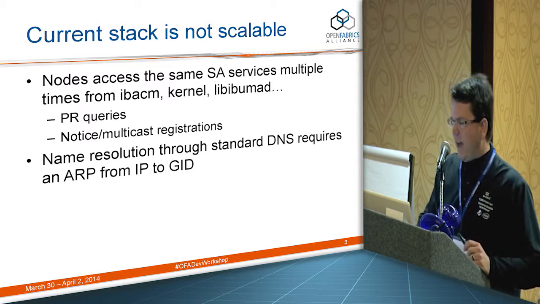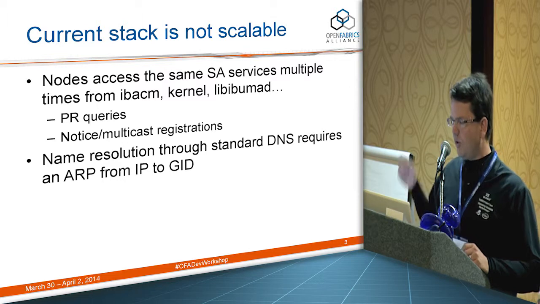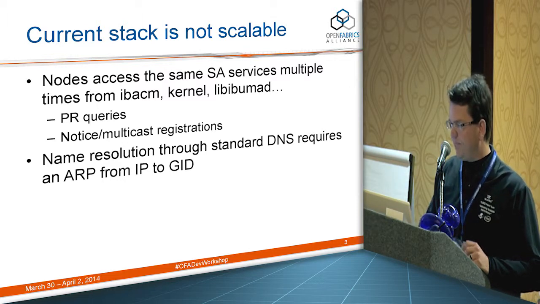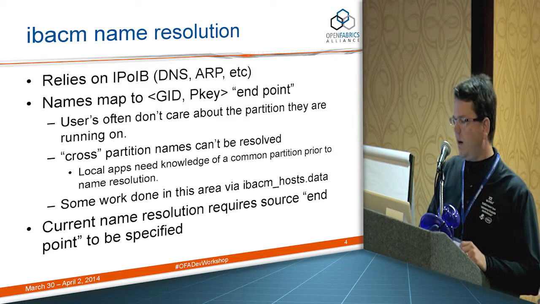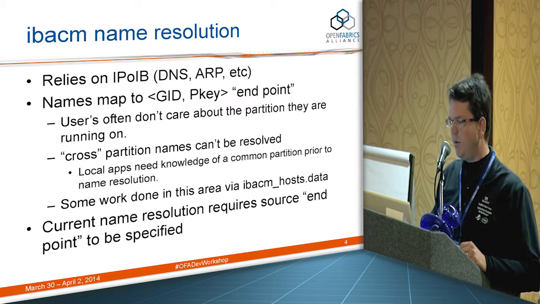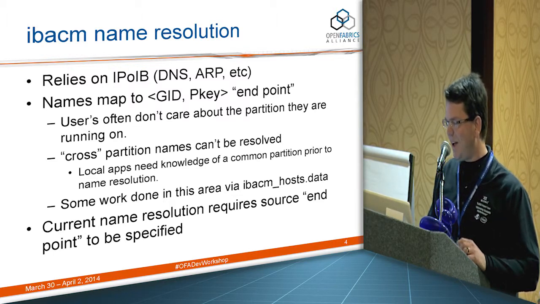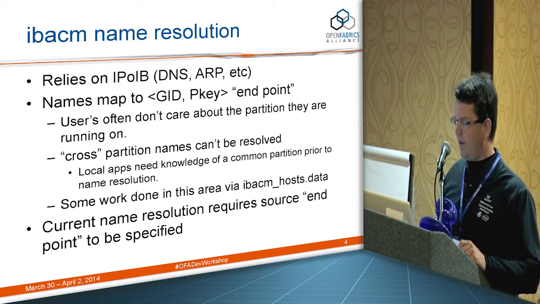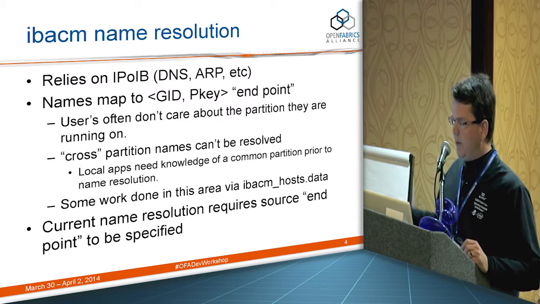So again, nodes access the same SA services from IBACM, the kernel, UMAD. This is a problem, as Todd already alluded to. Currently, IBACM relies on IP over IB, DNS, ARP. Names are currently mapped to a GID and P key endpoint.